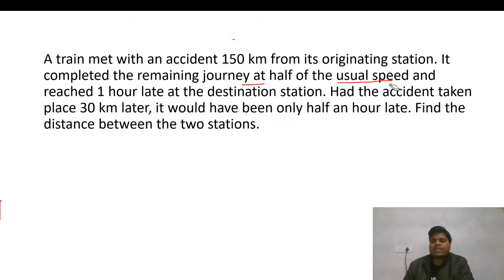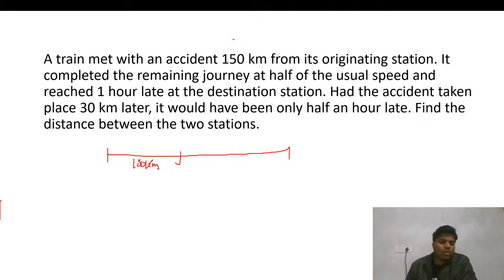And whenever you are solving these TSD questions, always try to make a diagram. Whatever they are saying, just try to represent it in that form. That will help you understand the theory part, and you will not have to read the statement again and again. For example, a train meets with an accident 150 kilometers from its origin, so 150. Always make a habit of drawing the diagram for TSD questions. Once the statement is written, I have represented it in diagram form, so I will not refer to the statement again and again.